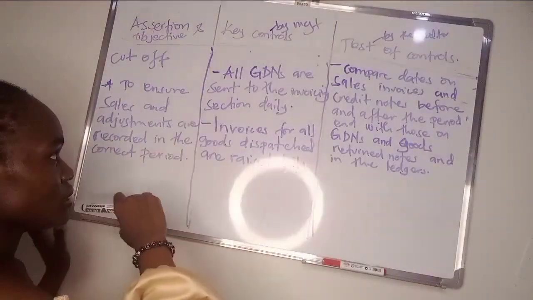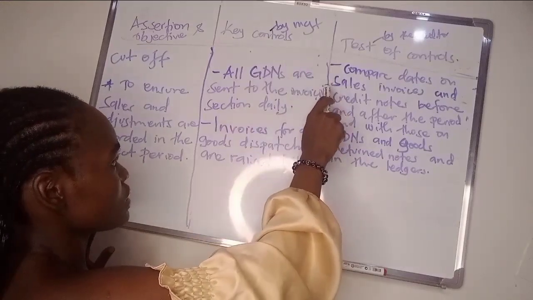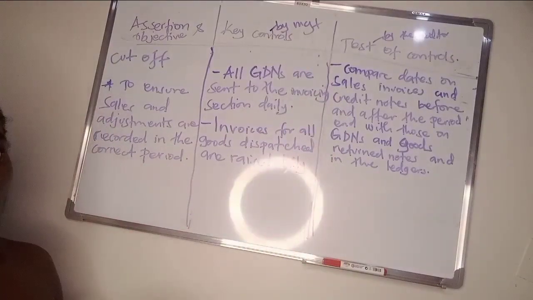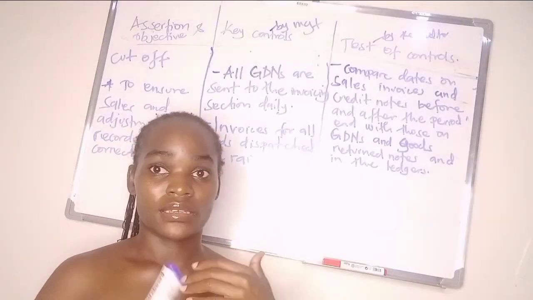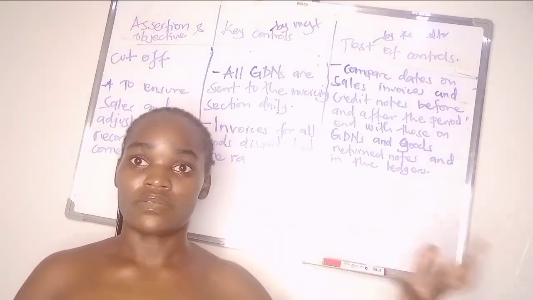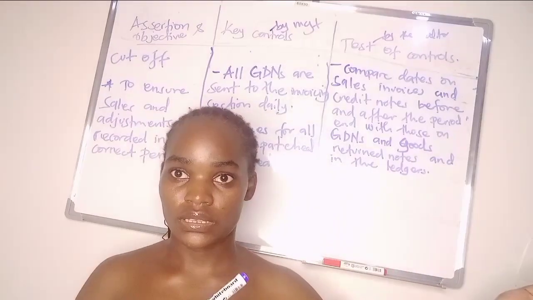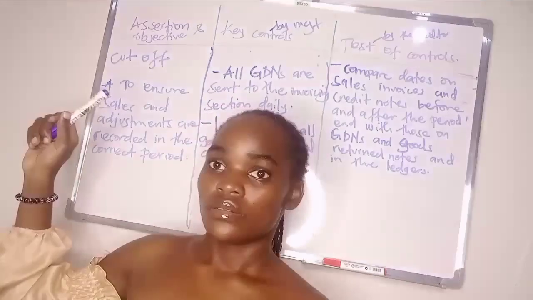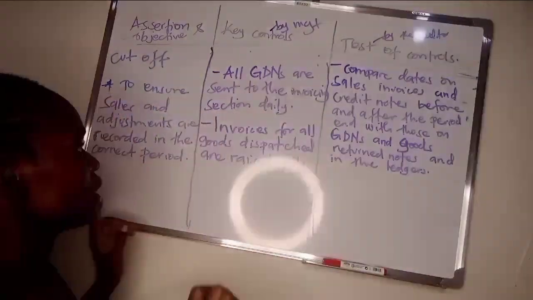So first, they can make sure that all goods delivered notes are sent to the invoicing section daily. Every time they deliver, they send the goods delivered notes to the invoicing section so that they can make the sales invoices. So that will help to make sure that sales and its adjustments are recorded in the correct period.